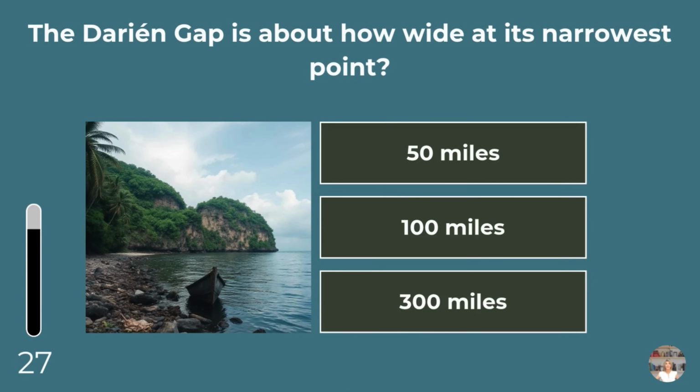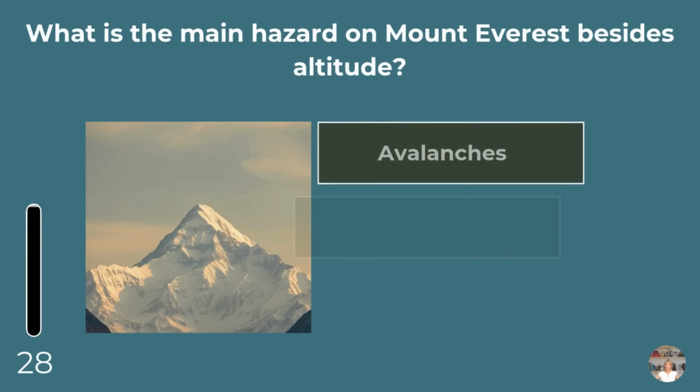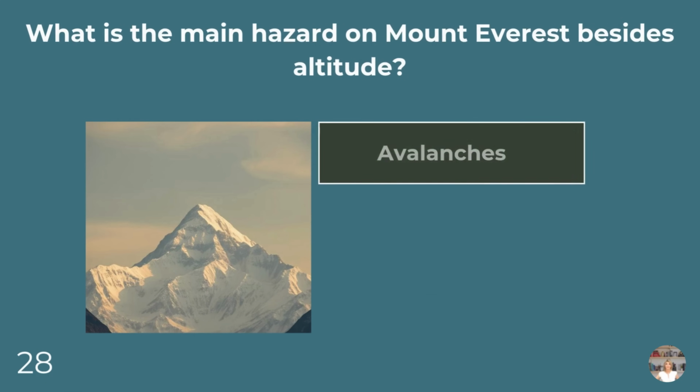The Darien Gap is about how wide at its narrowest point? 50 miles, 100 miles, or 300 miles? 100 miles. What is the main hazard on Mount Everest besides altitude? Avalanches, tornadoes, or volcanic eruptions? Avalanches.